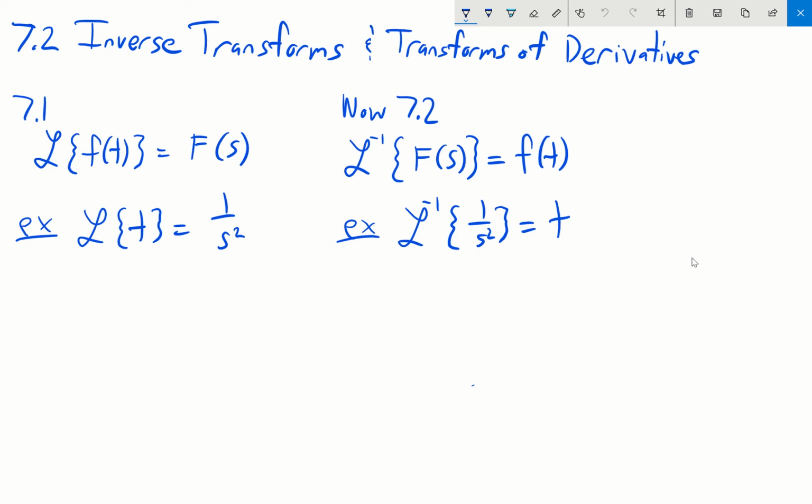In section 7.2, we're going to look at inverse transforms and also transforms of derivatives. If we go back and analyze what we did in section 7.1, we were given a function called f of t, and to f of t we tried to find its Laplace transform, which we called F of s. For example, we saw in 7.1 that the Laplace transform of t was equal to 1 over s squared. In 7.2, we're now going to work with the inverse Laplace transform.